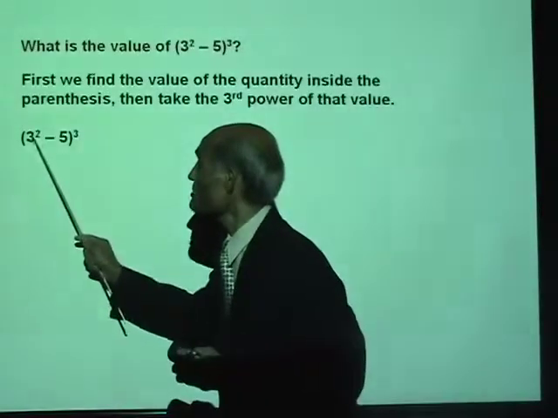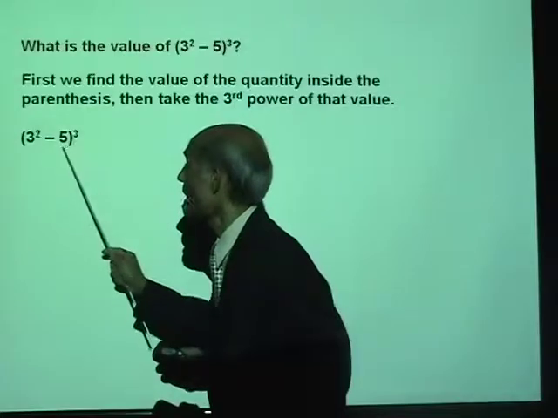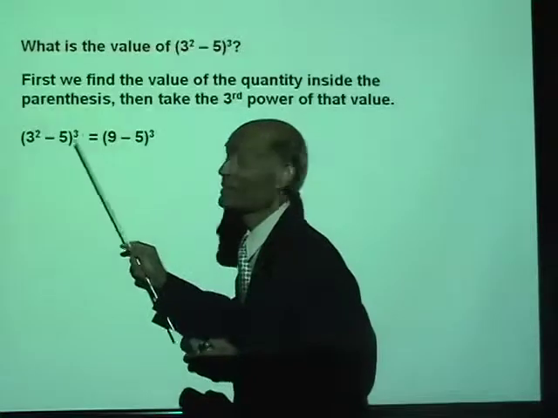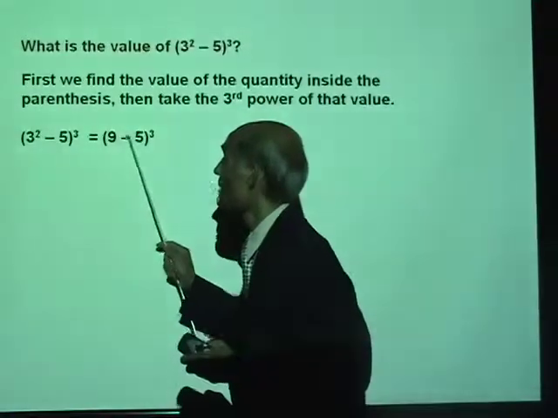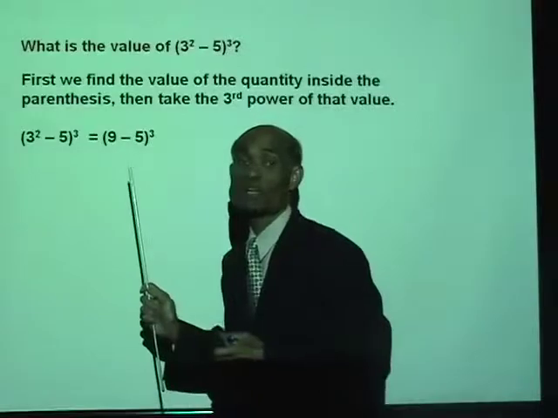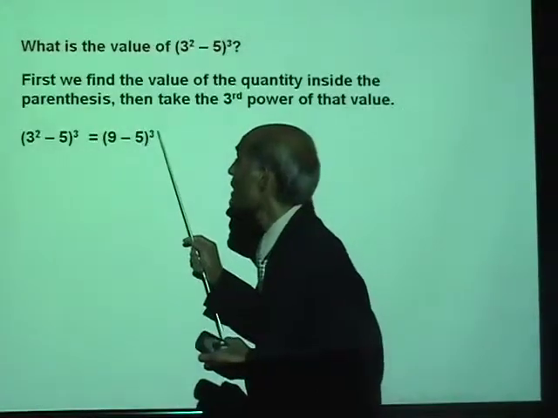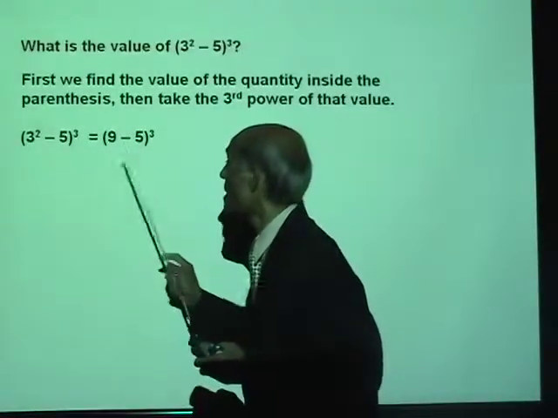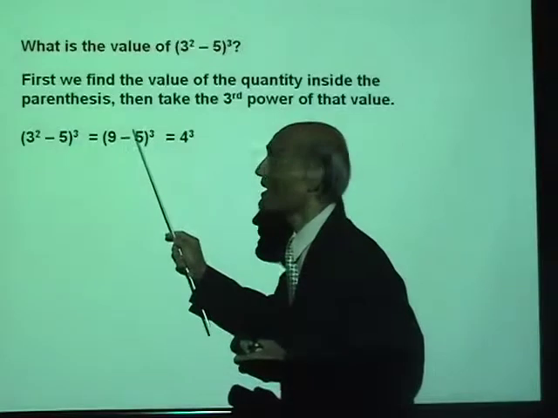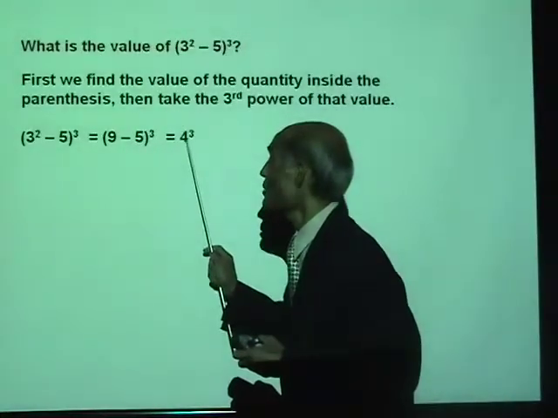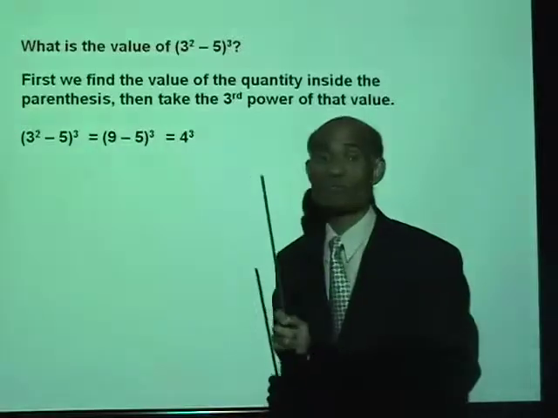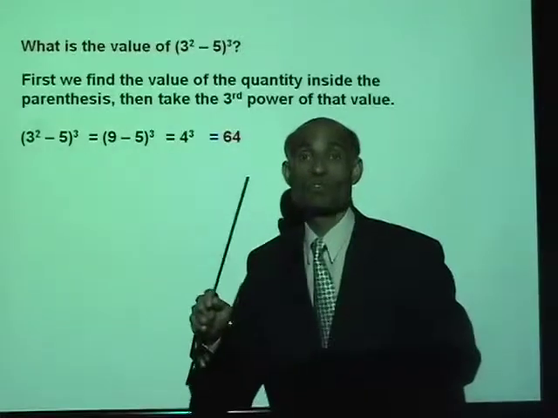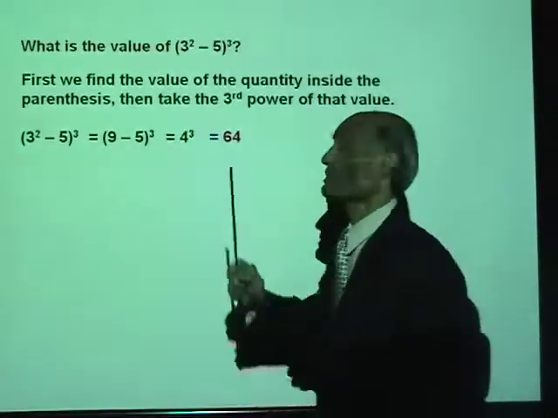So, it will be 3 to the power of 2 minus 5. What will that be? 3 to the power of 2 is 9. So this will be 9 minus 5, again inside parentheses, and that quantity is raised to the power of 3. Alright, now what is 9 minus 5? 9 minus 5 is 4. So now you have 4 raised to the power of 3. And what is that equal to? That is 4 times 4 times 4. That will be 64.